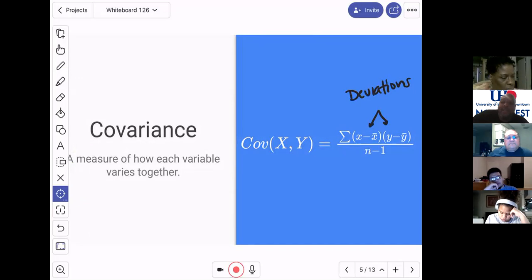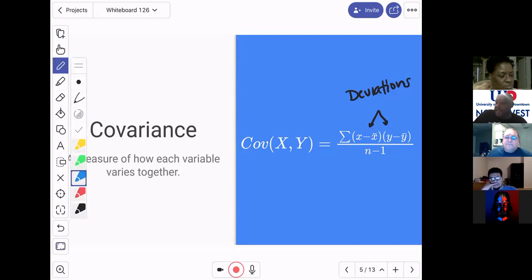How many variables do I have now? It's bivariate data. So how many variables do I have? I have two variables, right? One variable is X, one variable is Y. I have a mean for X called X bar. I have a mean for Y called Y bar. Do y'all see that? And I'm calculating the distance from each one of those variables. Once I calculate the distance, I'm going to multiply those two things together like this. So whatever those deviations are, I'm going to multiply them together.